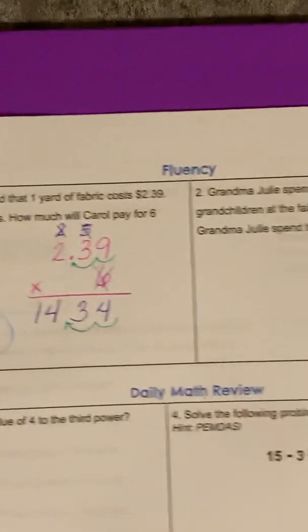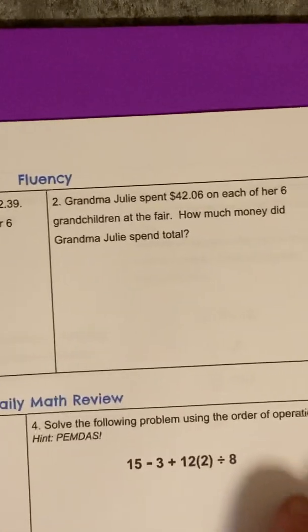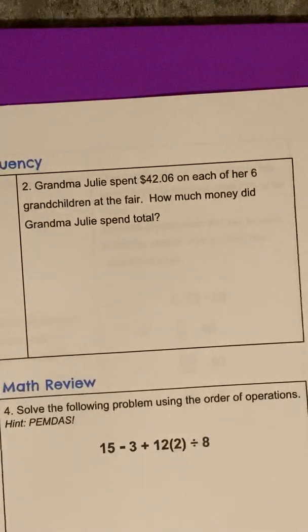All right, let's take a look at number 2. Grandma Julie spent $42.06 on each of her 6 grandchildren at the fair. I want Grandma Julie to be my grandma. Let's go to the fair. How much money did Grandma Julie spend total?